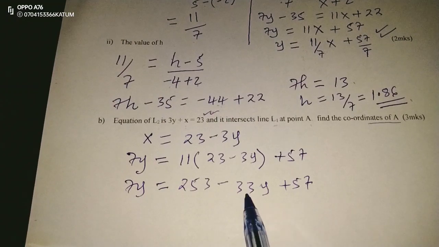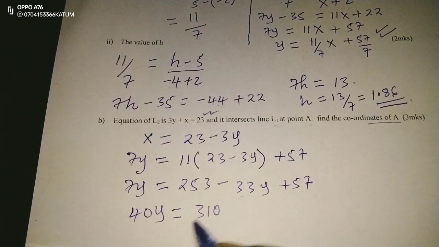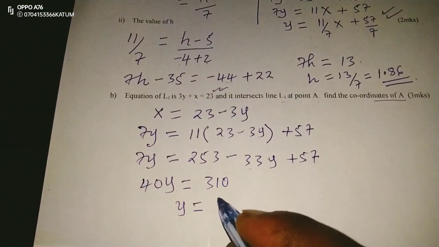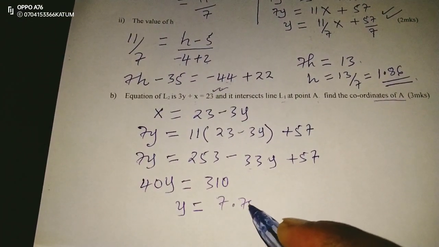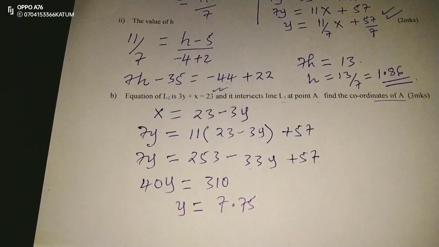So we will have this one, which is negative 33 being positive here. We'll have it as 40y. Then this is going to be 253 plus 57, giving us 310. So to remain with y, we have to divide by 40 through. This becomes 7 3/4, or rather 7.75. So the value of y is 7.75. Now we can get x.